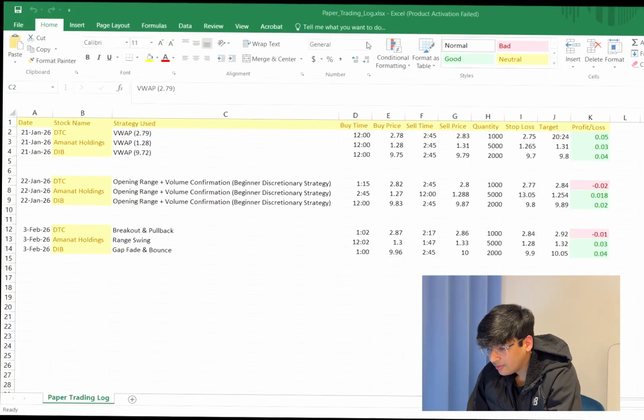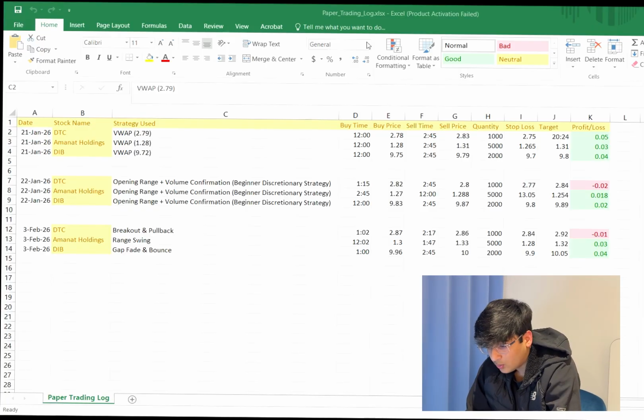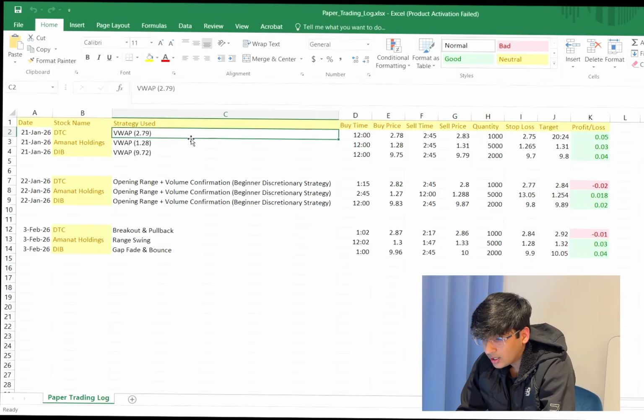Today I am presenting my FIN332 midterm focusing on day trading and passive equity management for Carl 1. I traded on DFM using the iVestor app. I focused on these strategies: VWAP, opening range, breakout and pullback, range swing, and gap trade and bounce.